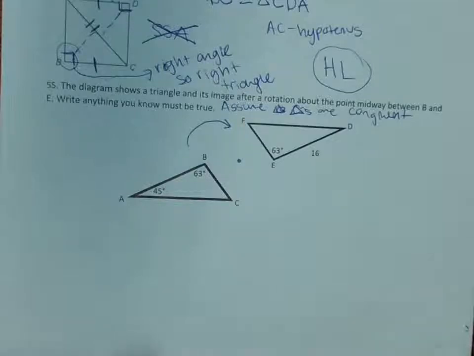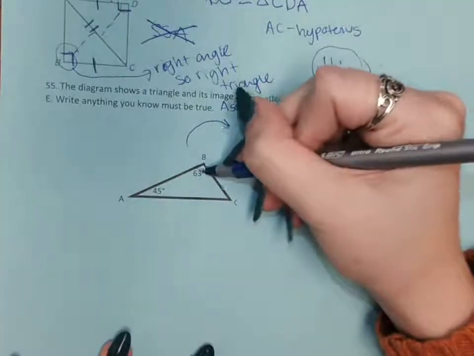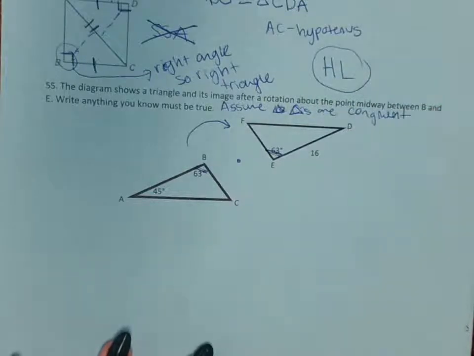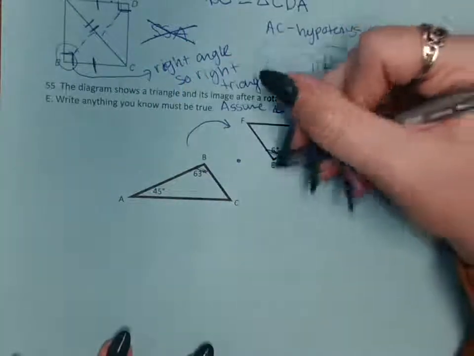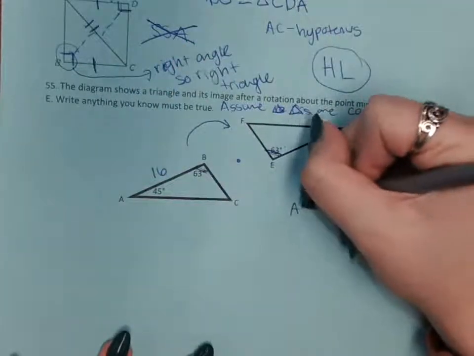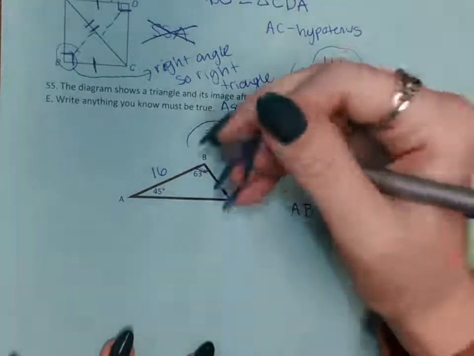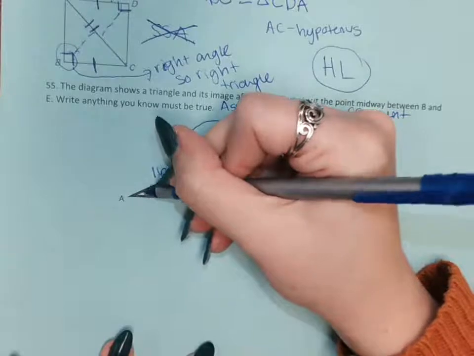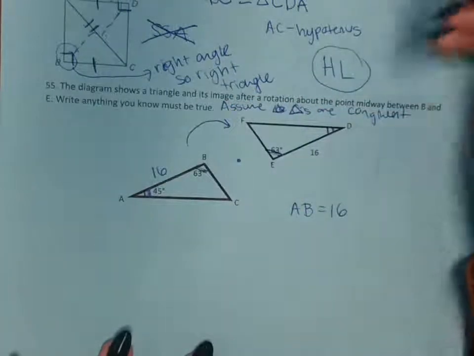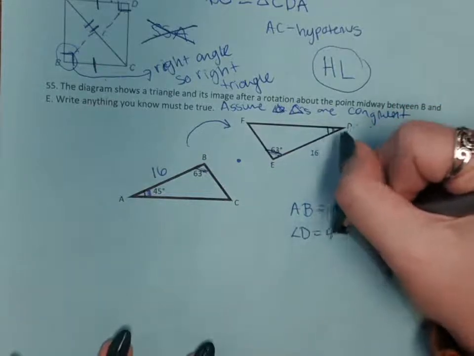Okay, so if I'm rotating it, I want to see. So I know 63 is here and 63 is here. Okay, so that's a good way to start off. So that means if I rotate this, I know ED is 16, so that means AB is 16. So AB is equal to 16. That's something I know. And then here's A, so it would go with angle D. So I know that angle D is also equal to 45 degrees.